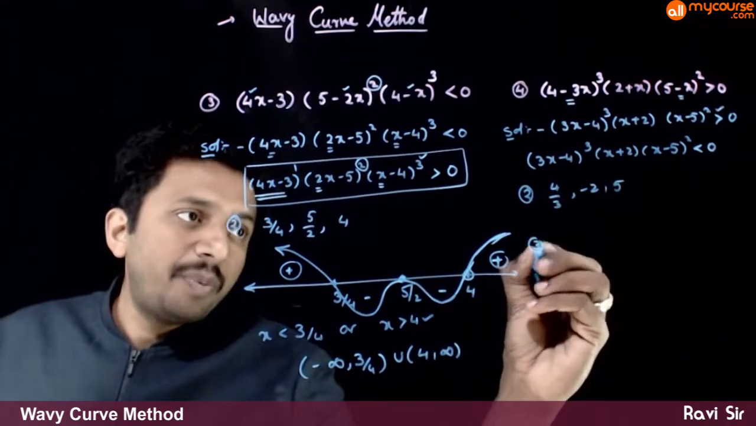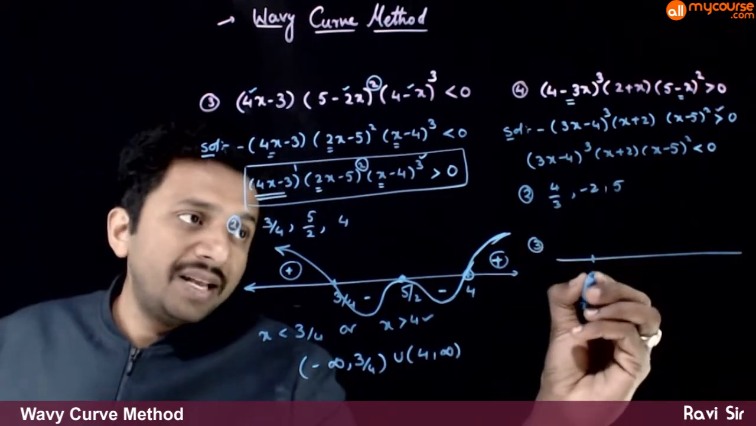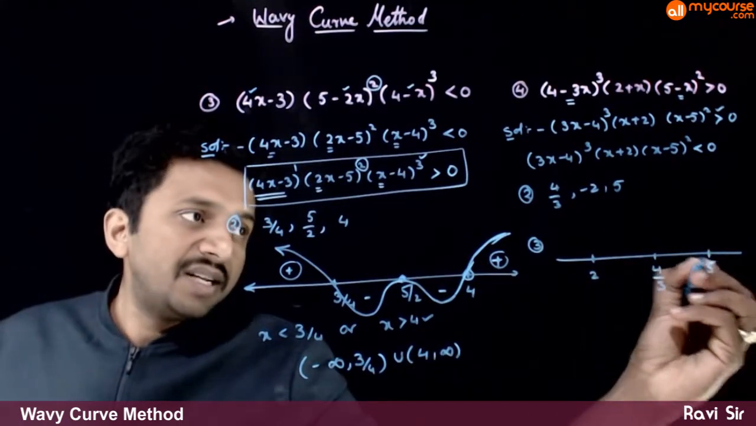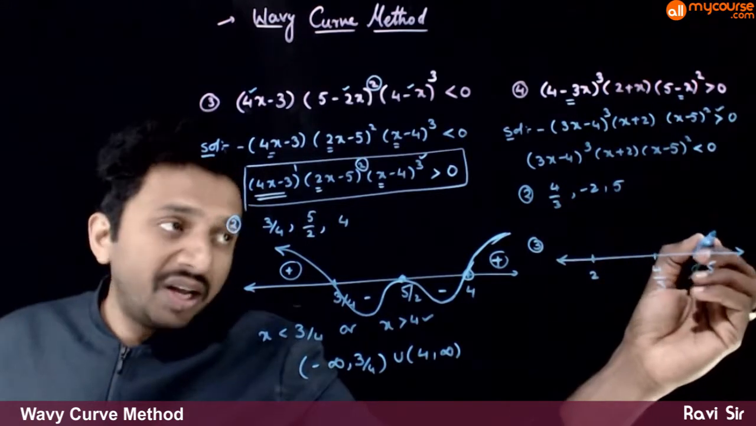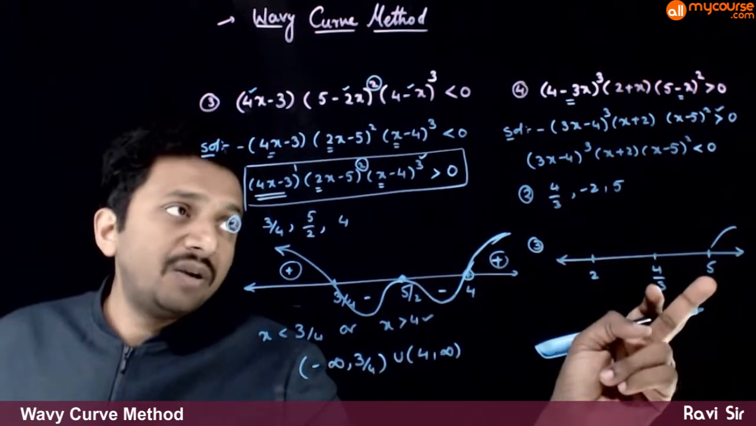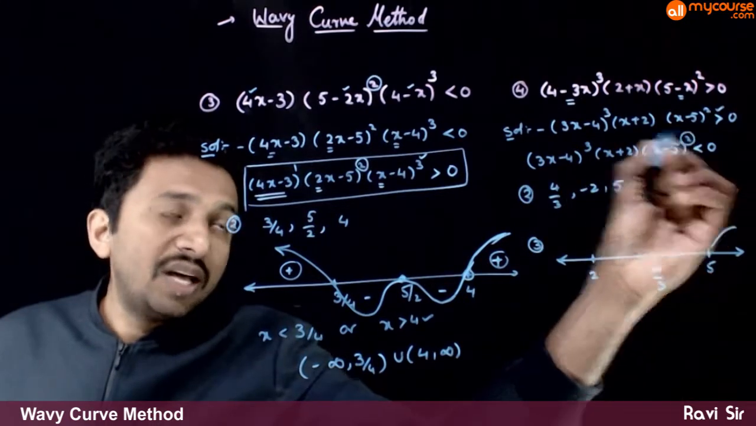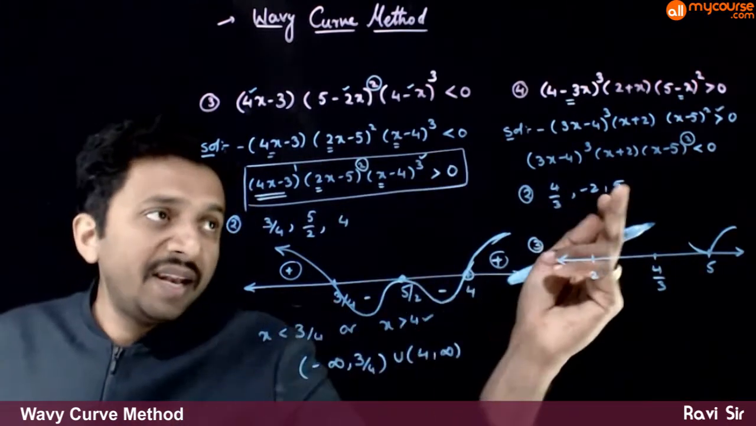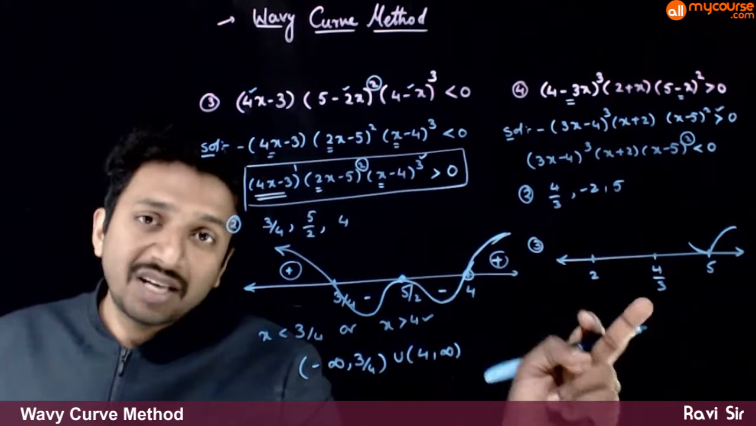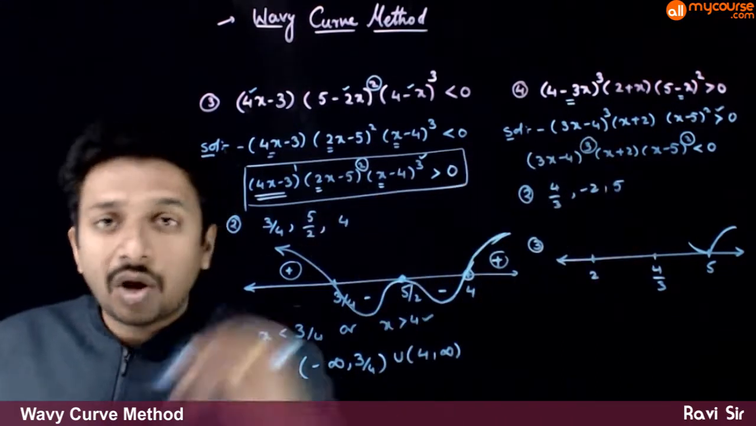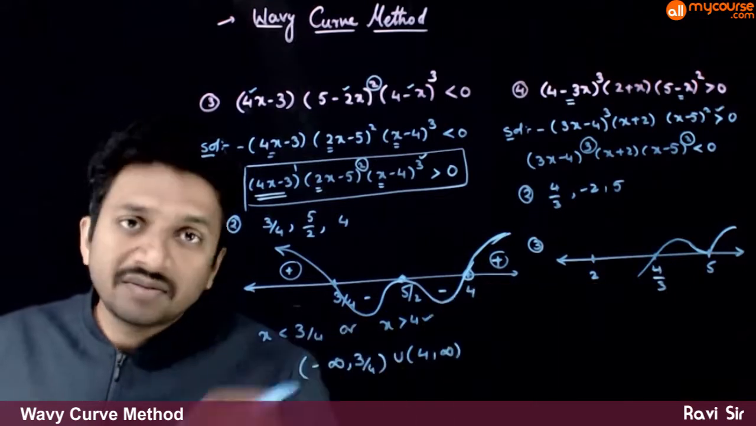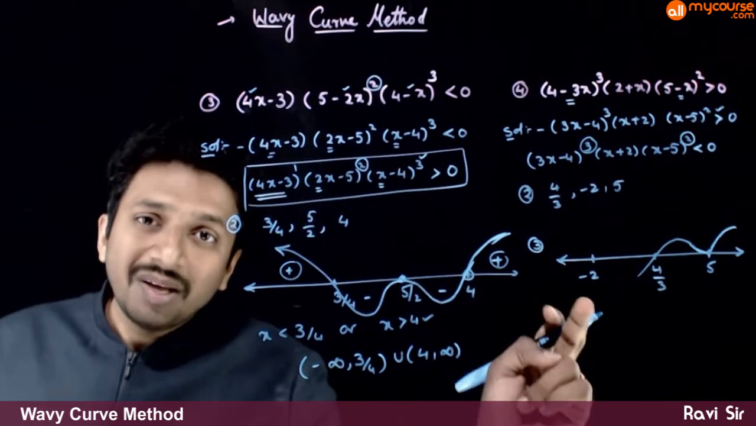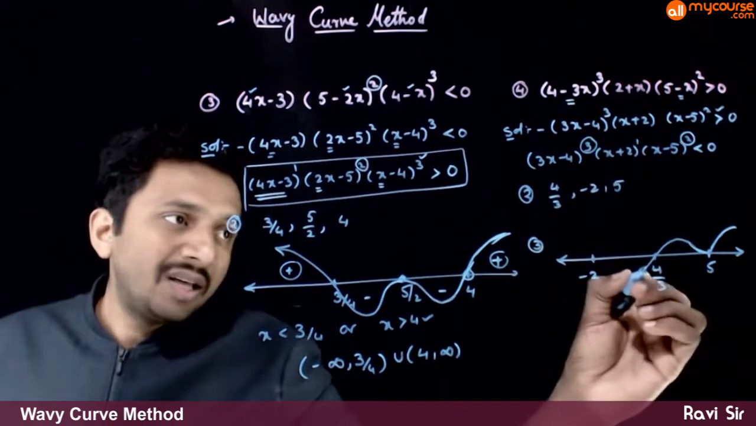So let us plot our wavy curve. So minus 2 is here. 4 by 3 is somewhere in between. 5 is at the last. So you start from above the real line. What is happening at x is equal to 5? X minus 5 whole square, the power is even. So the curve moves up. Next, what is happening at 4 by 3? This corresponds to 3x minus 4. The power is odd. That means the sign changes. What is happening at x is equal to minus 2? The power is odd and the sign changes.